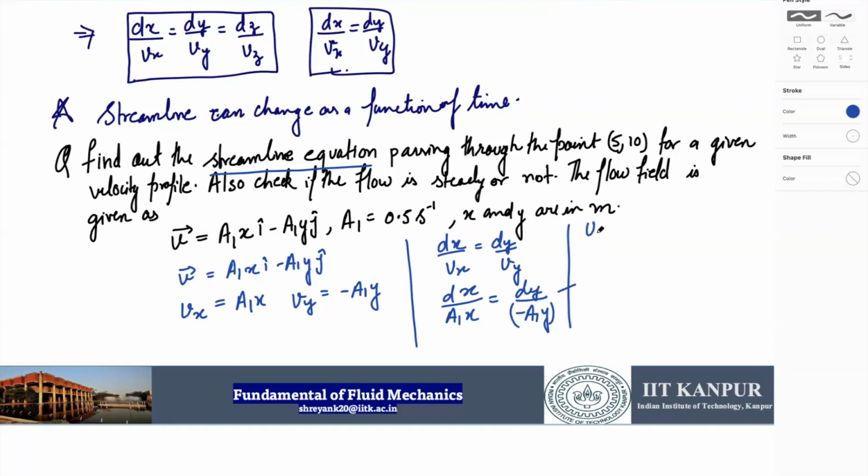So upon integration, what we get is, a1 will not be there. ln x should be equal to minus ln y plus ln c1, which is the constant of integration.